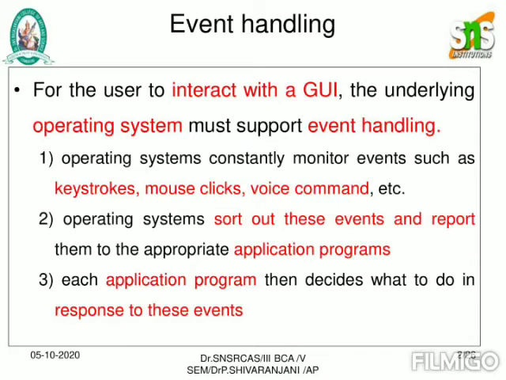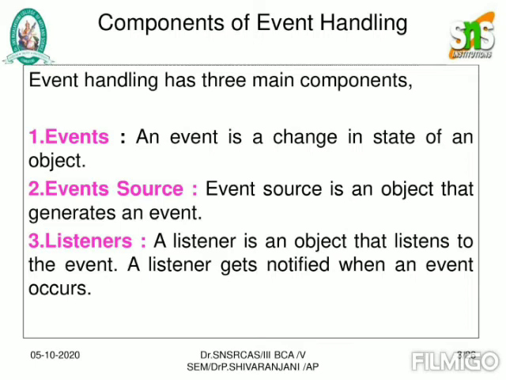The next one is the components of event handling. In order to handle the event handling mechanism, three main components are required, and based upon these three components, event handling can be done successfully. The first is the event, the second is the event source, and the third is the listener. An event is a change in the state of an object. The change that has occurred inside your object is called an event.